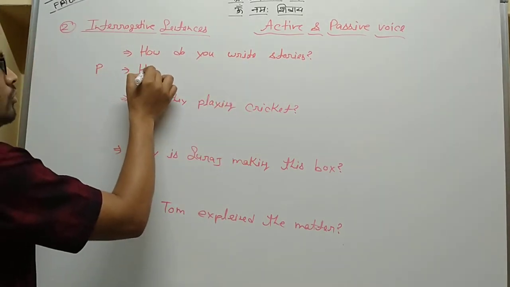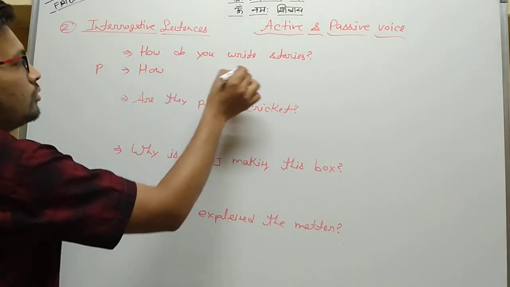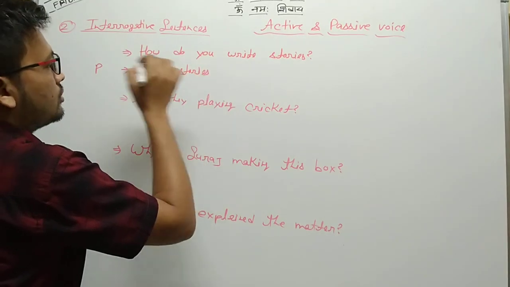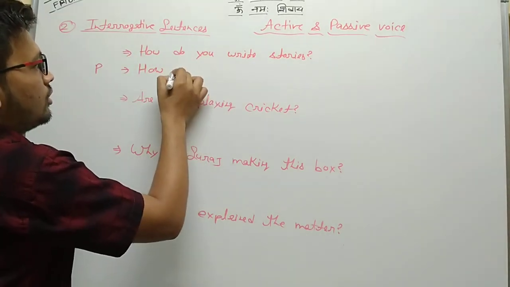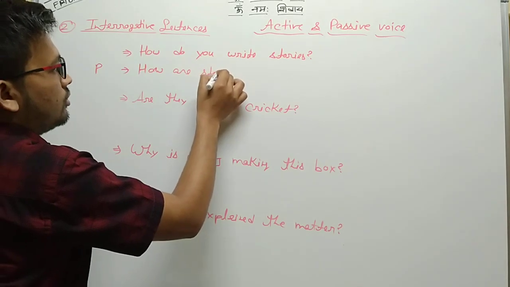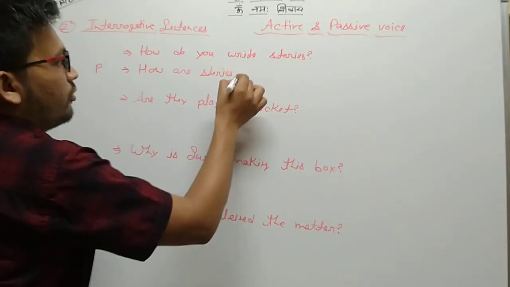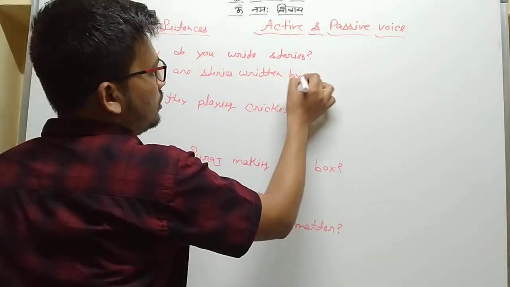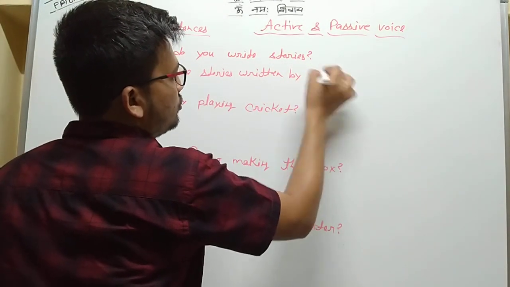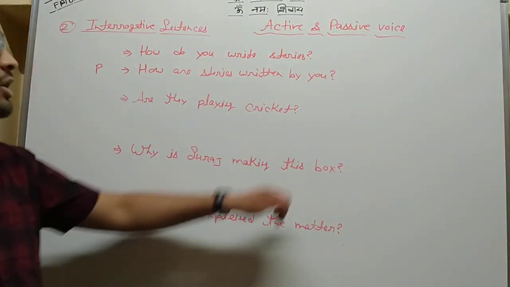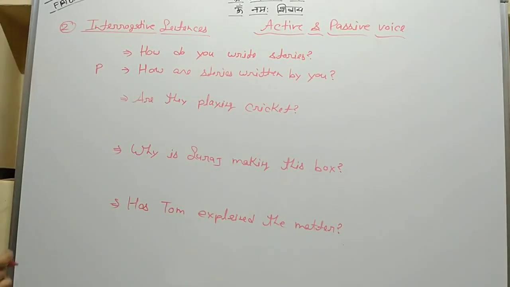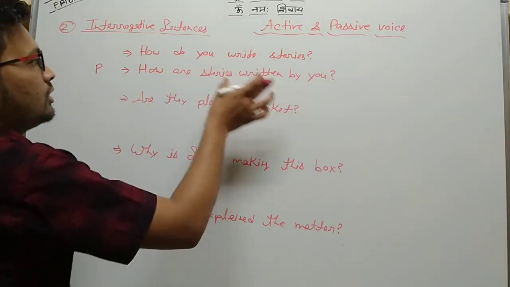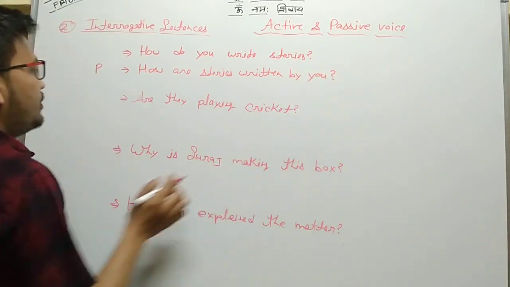How are stories written by you? Last, we put a comma. How do you write stories? This is the present tense, so we put "are" here. How are stories written by you?